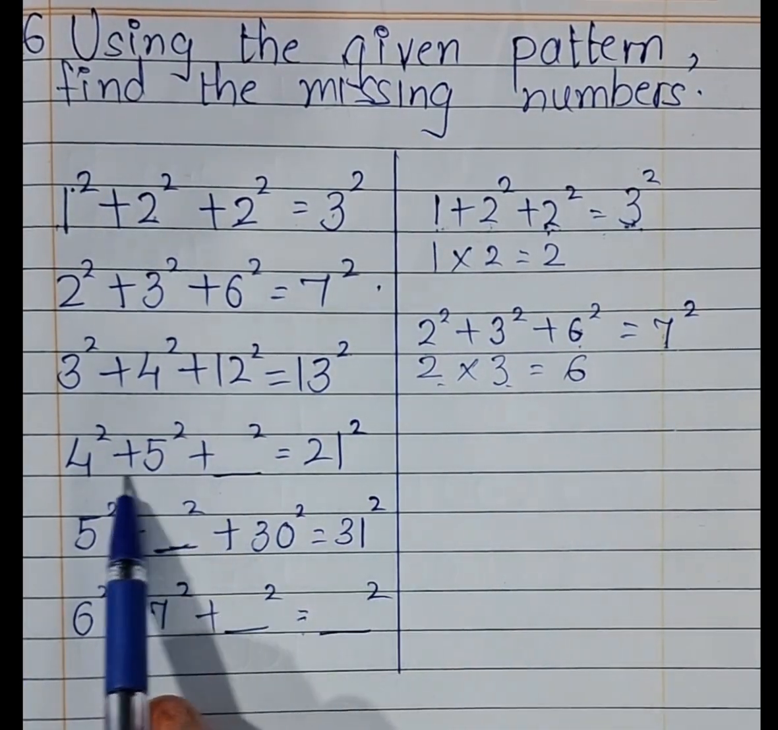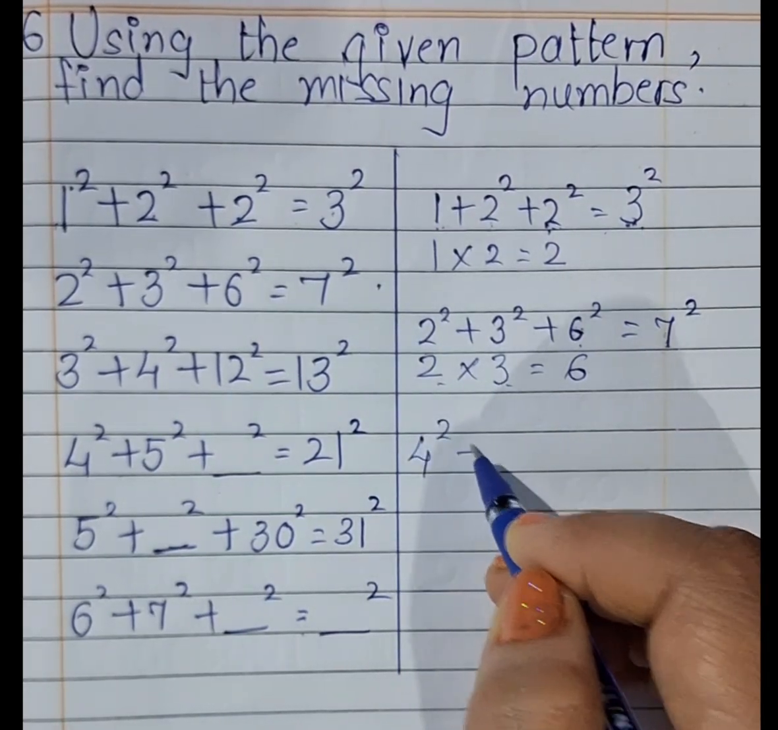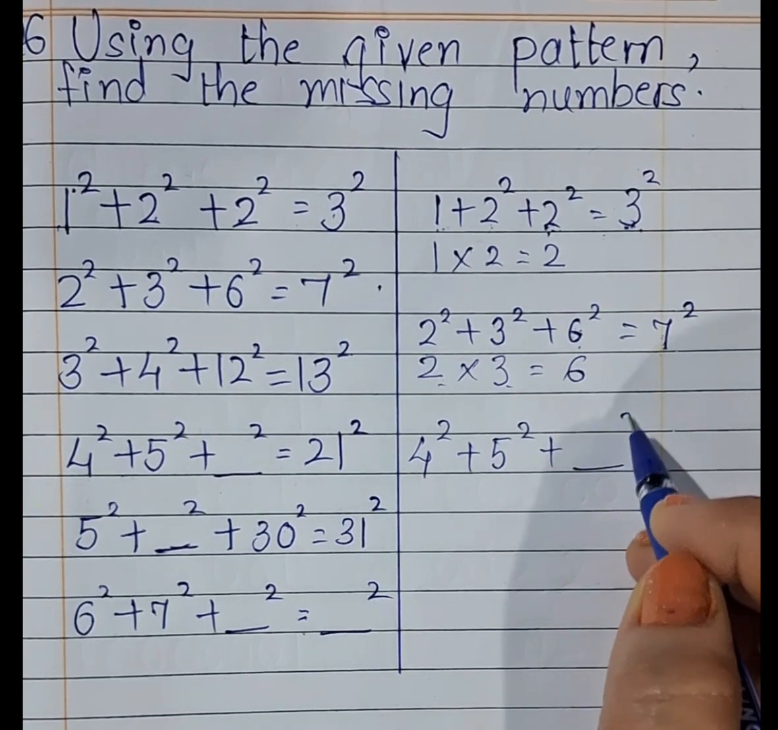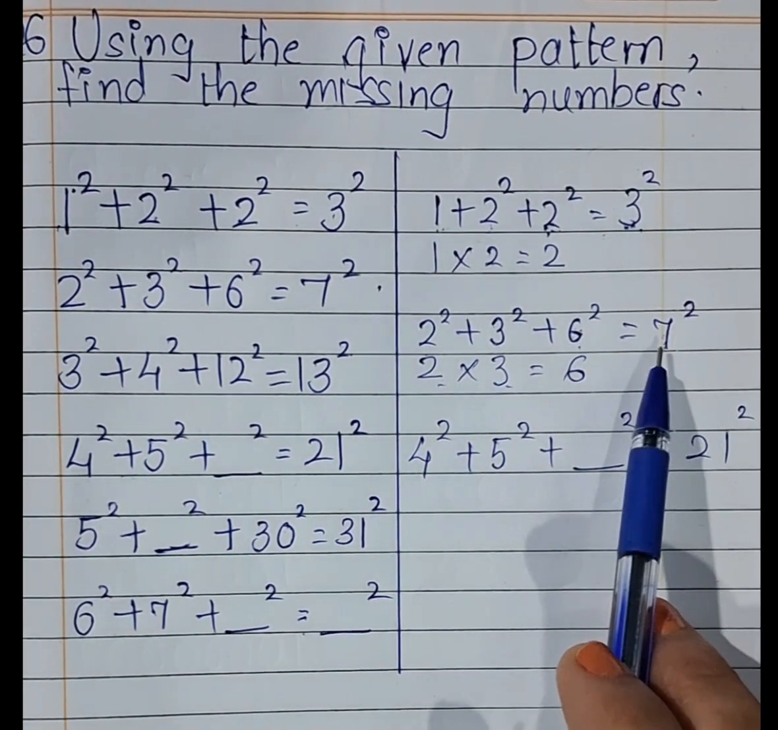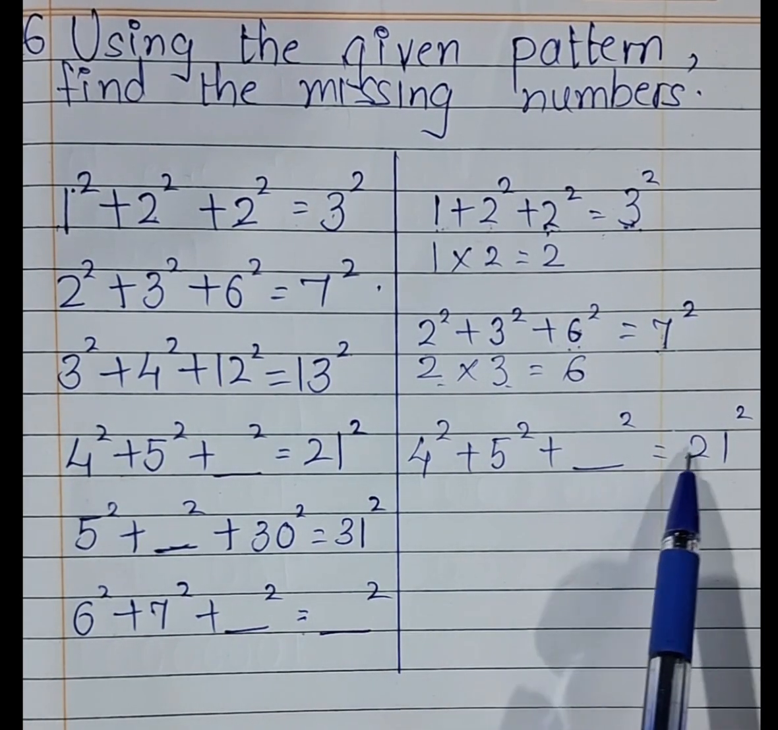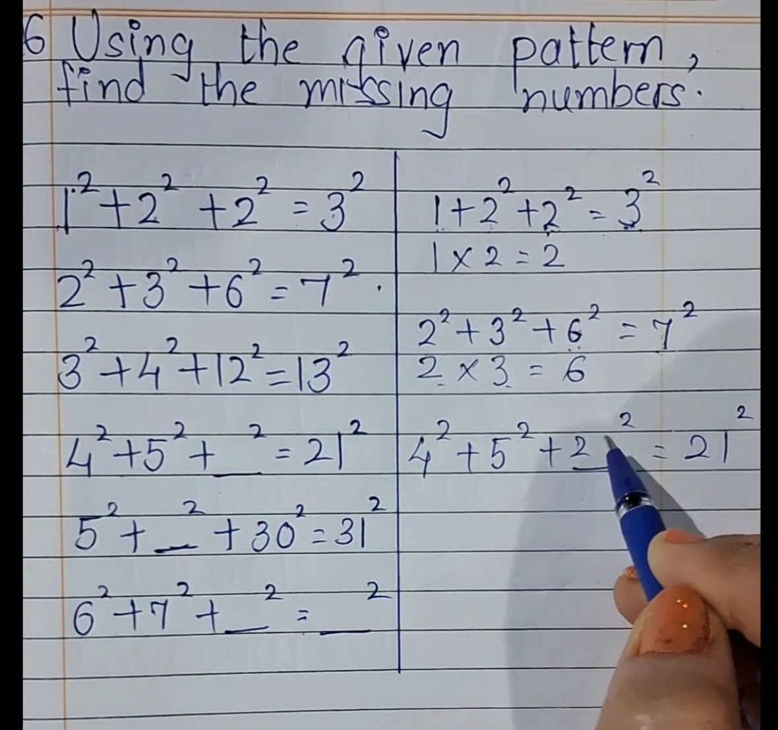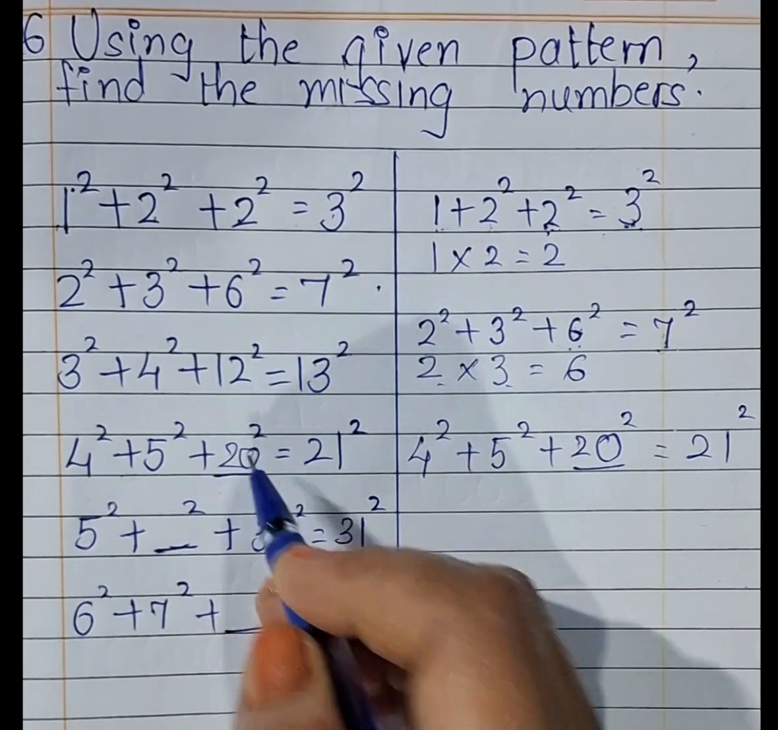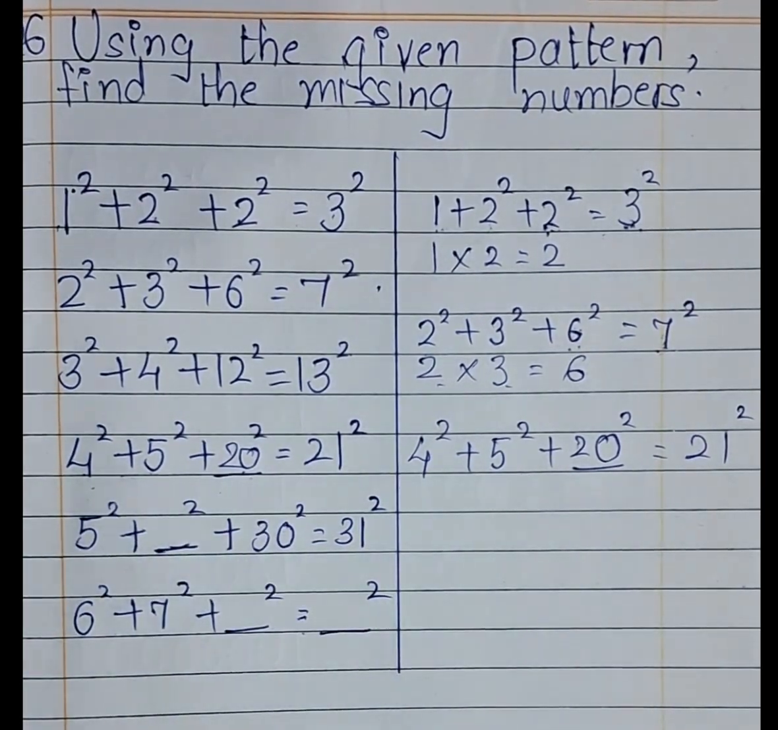So now let us find out the missing numbers. 4 square plus 5 square plus dash square is equal to 21 square. As you know, the fourth and third number are in relation. So if I subtract 1 from 21, I will get this number. 21 minus 1 is 20. So I got the answer here, 20. If you want, you can cross check also. If these three numbers are in relationship, 4 5s are 20. So you have got the answer.